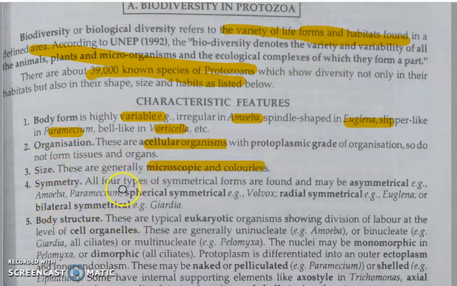And symmetry, all kinds of symmetries are observed, like asymmetric in the case of amoeba and paramecium, spherical symmetry in volvox, radial symmetry in euglena, and bilateral symmetry in giardia.